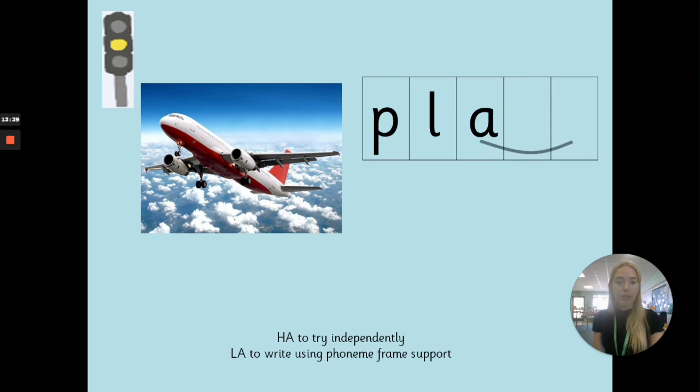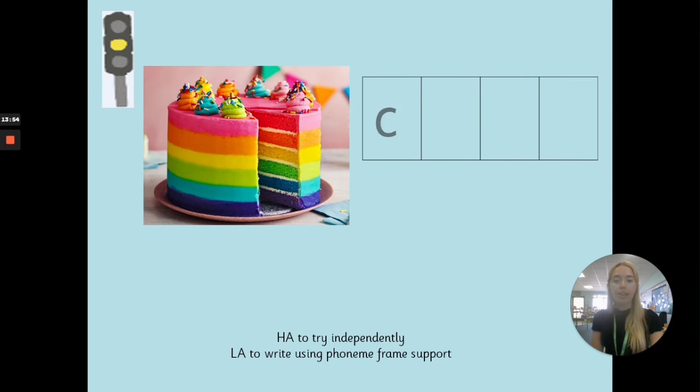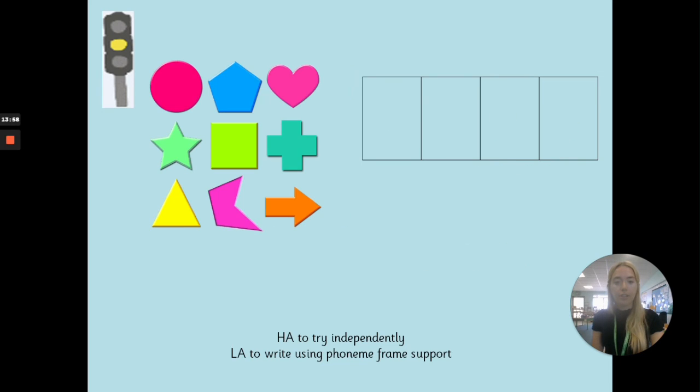So then showing them how to spell in the phoneme frame, and then showing them outside of the phoneme frame, just so that they can link that with how to spell without the scaffold, if that makes sense. So again, you would just repeat this. So I've got several other ones, and you just keep going through and use this opportunity for assessment for learning.